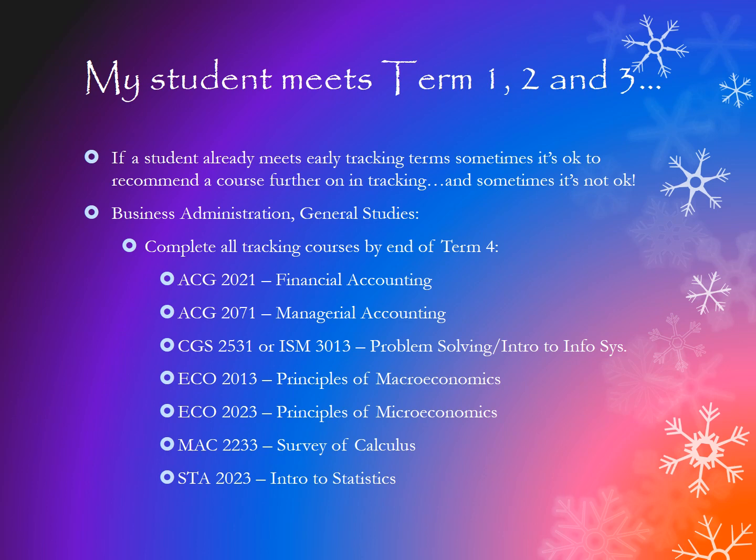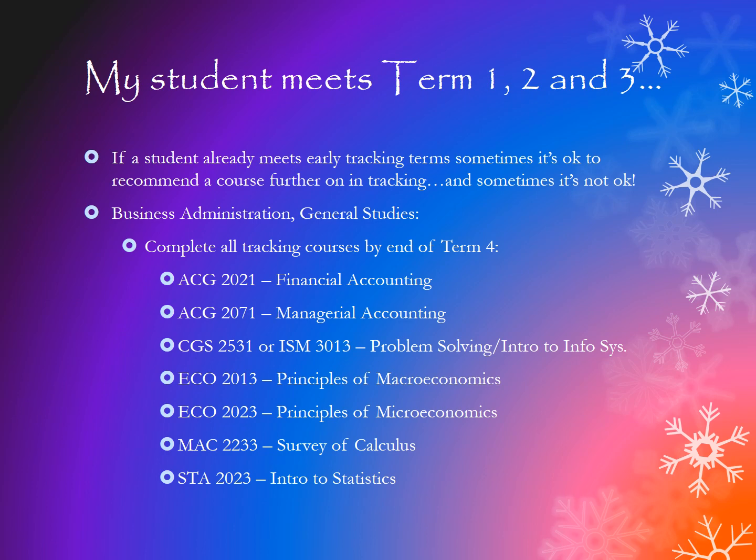Now, what happens if a student meets term 1, 2, or 3 tracking? What do you do then? We're actually going to look at an example of that and break it down for you. The example we're using on this slide is business administration, the general studies focus. At the beginning of the presentation, we talked about the different examples of how tracking coursework can be broken down. This is example 3, where the student is selecting a tracking course or two per semester from an overall list, a specific list of courses that business has decided upon.